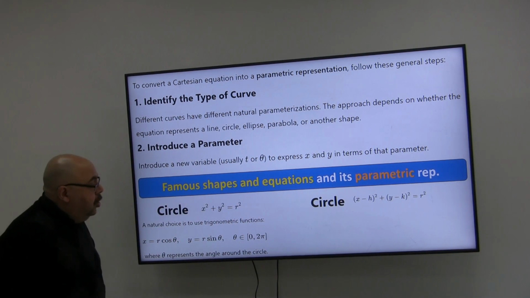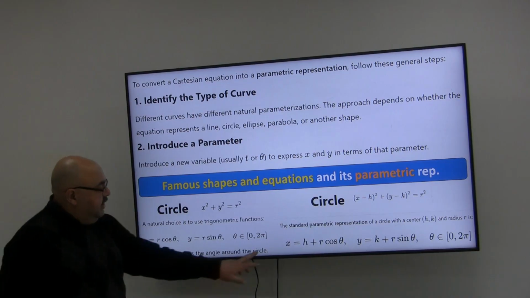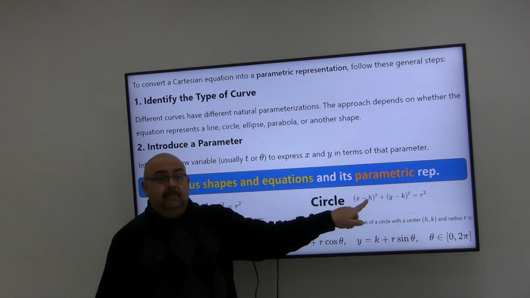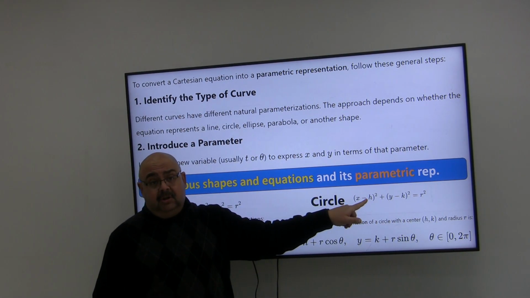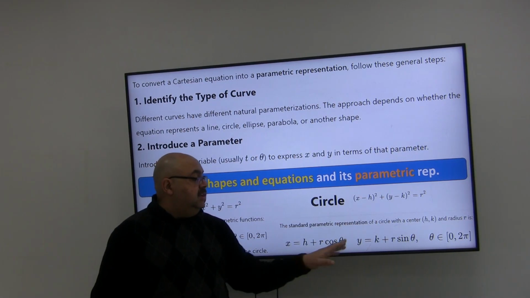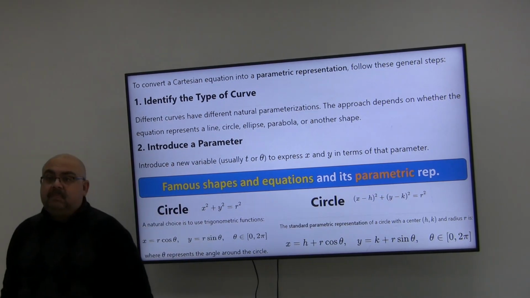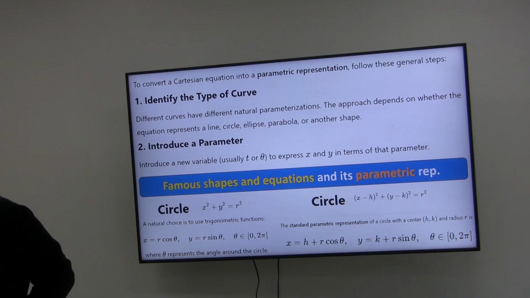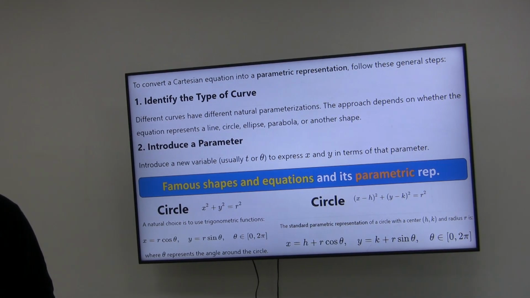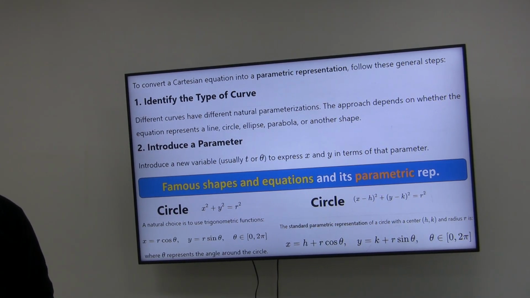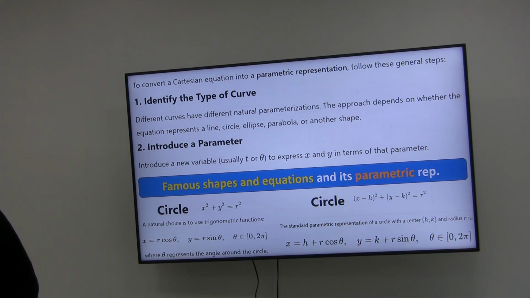So the parametric representation: x will equal h plus r cosine t. That's the form of x. x is equal to h, because it's in the x direction, plus r cosine theta. y will be the same, with k plus r sine theta. So it's done.